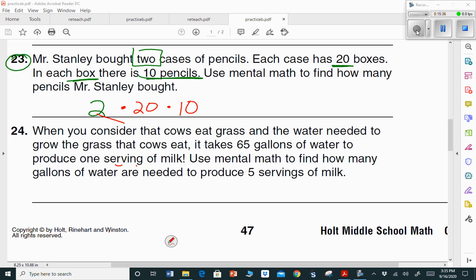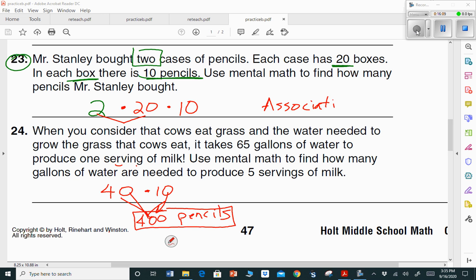So 2 times 20, and again, you've got room underneath there, would be 40. Bring down the times 10. 4 times 1 is 4, and you got to bring down both of those zeros, which would be 400. And we need to label that pencils. And the property used there, well, we didn't really move anything around, but we could have used associative, I suppose. You could also have used commutative. Doesn't really matter on that one.